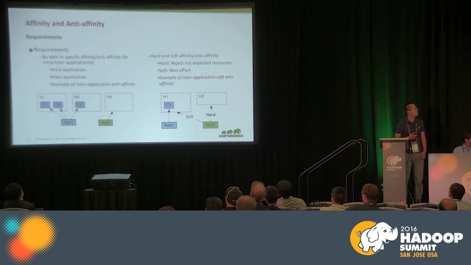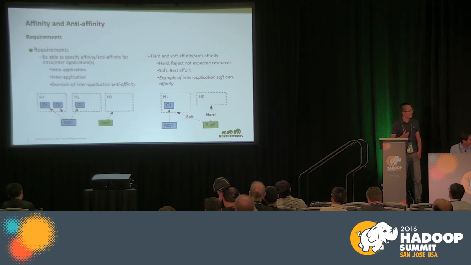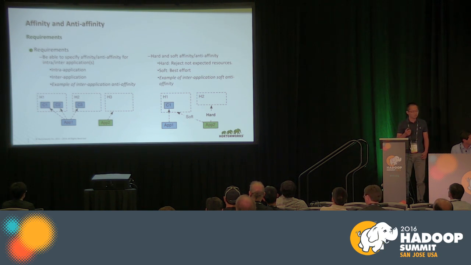And there are some requirements of the affinity and anti-affinity. The first is we should be able to specify the anti-affinity and affinity for the intra-application and inter-application. One example of the intra-application is what we talked about, the region server and also the Storm workers. For the intra-application, for example, we can run a Spark job close to the HBase region server for better HBase read performance.